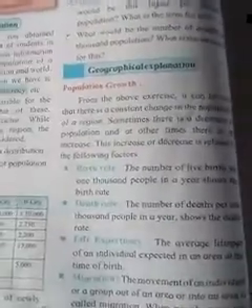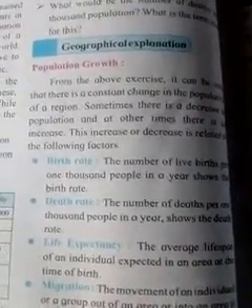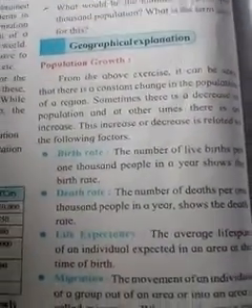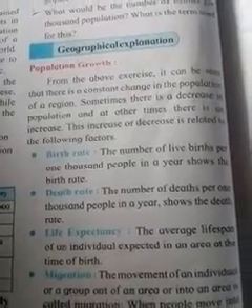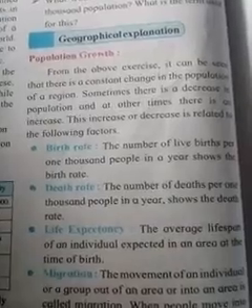First is the birth rate. The number of live births per 1000 people in a year is the birth rate. That means the number of live births per 1000 people in a year is known as the birth rate. Death rate: the number of deaths per 1000 people in a year is the death rate.